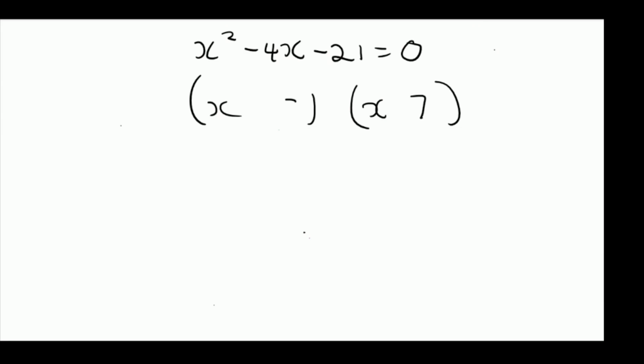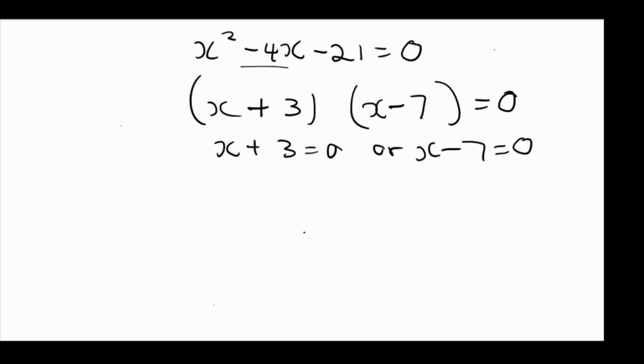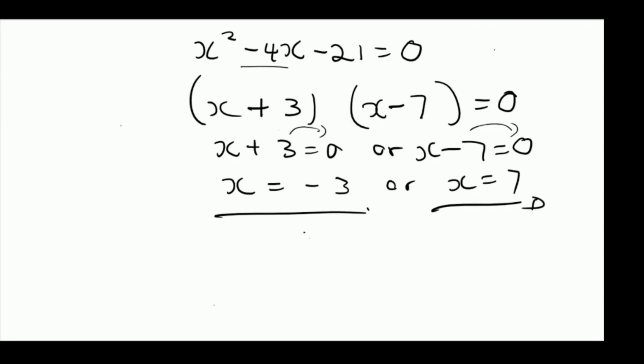It's going to be 7 and 3. Then the 7 takes the sign of the middle term, which is negative, and the 3 takes the positive sign. So it's going to be equal to 0, and then we have x plus 3 equals 0, or x minus 7 equals 0. Then we transpose the 3 to the other side, and the minus 7 to the other side. We have x equals minus 3, or x equals 7. So these are your solutions of x.